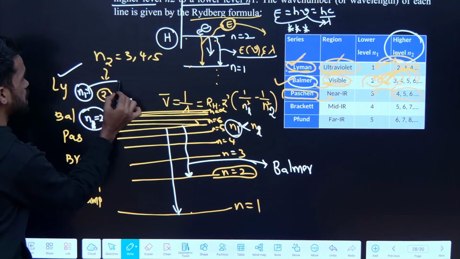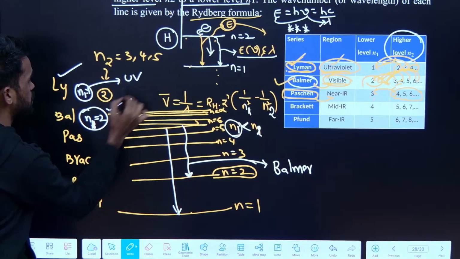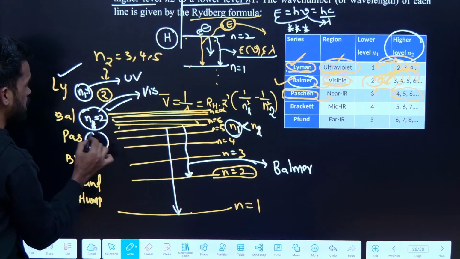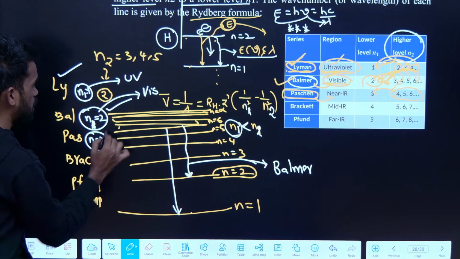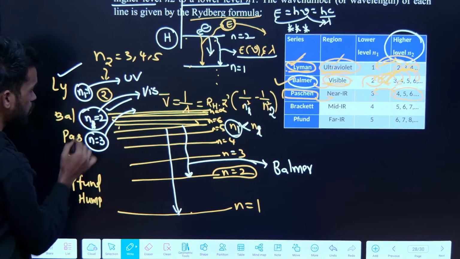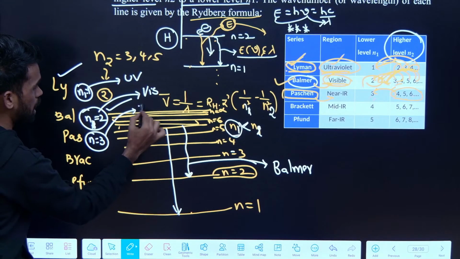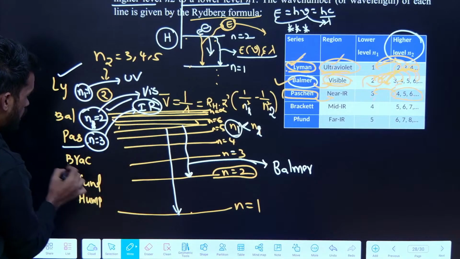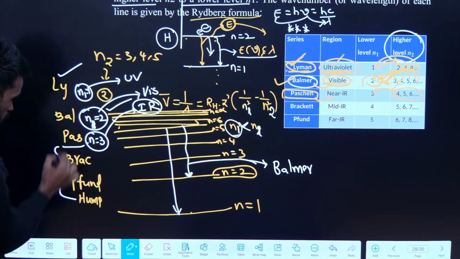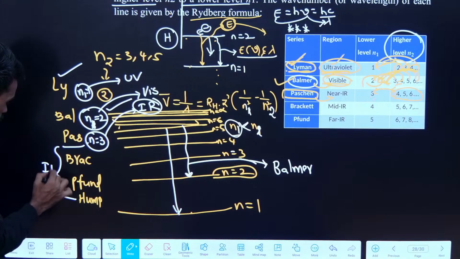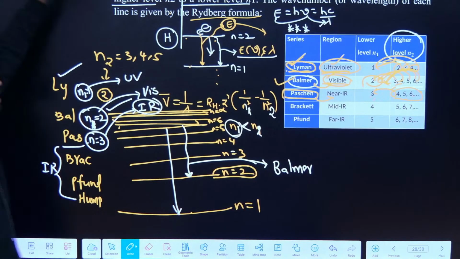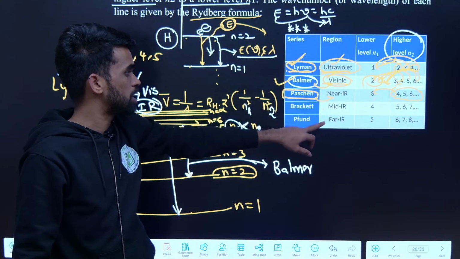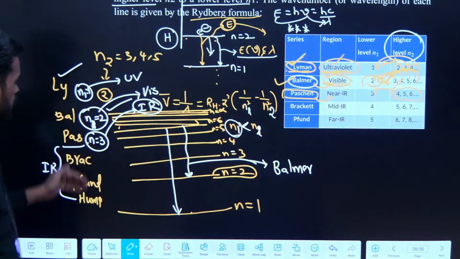So Lyman series lines appear in the UV region, Balmer series lines appear in the visible region. From any higher energy level to the third energy level, this is UV-visible, and this will be in IR, where Paschen series lines appear in the IR region, and all the other lines, whatever bottom lines we have, everything appears in the IR region only. Remember them as IR region, like mid IR, near IR, far IR, like that you can remember. Okay, these are the things.